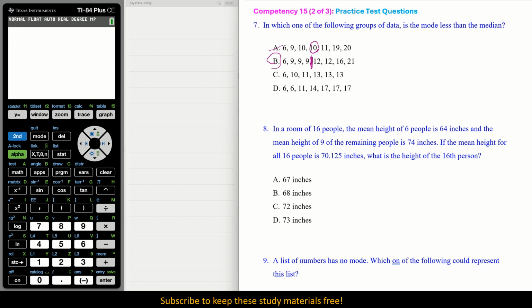Well, let's go ahead and look at C. Now, C, our mode is 15, and 12 would be in the center. 12 is between 11 and 13, so that means our mode is greater, and that is not what our question is looking for. So we can mark that one out. Now let's look at D. Same situation. We have 14 is your median, and 17 would be our mode. So yes, B would be the appropriate option.